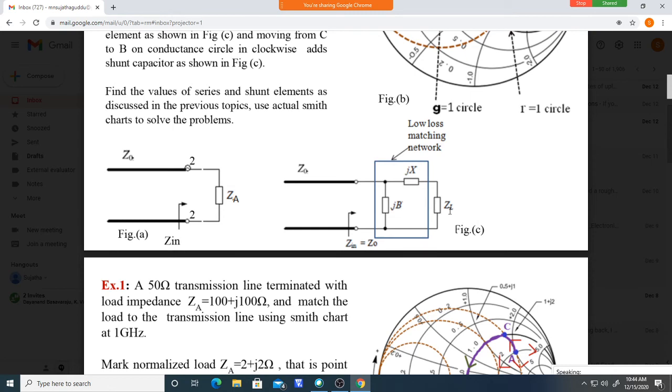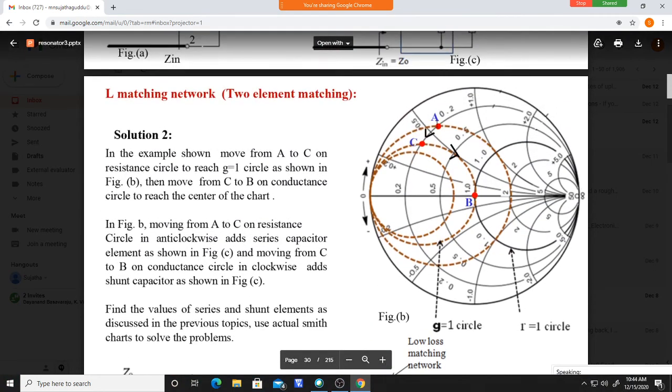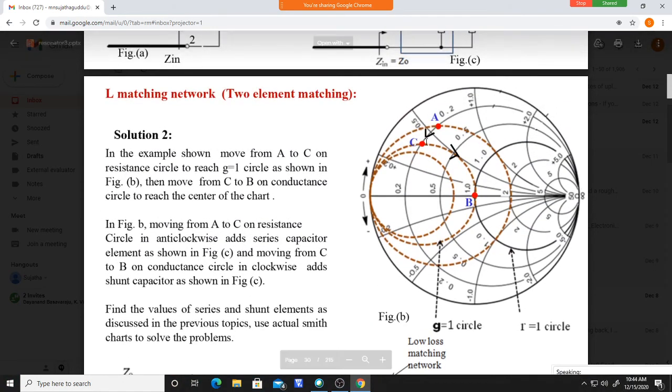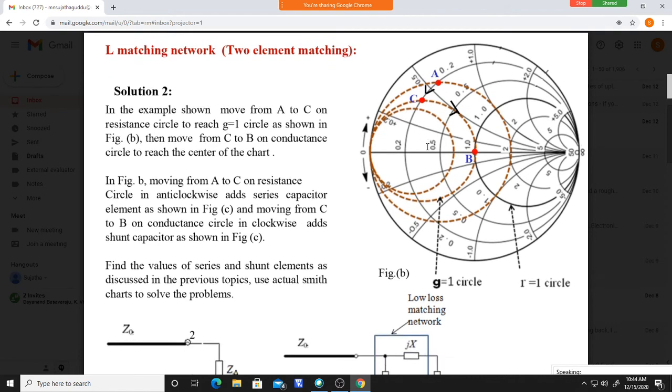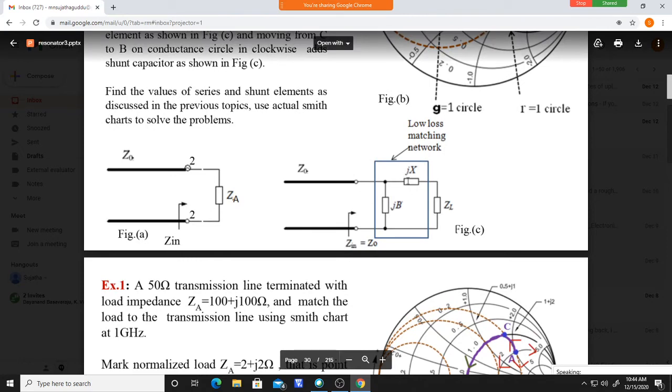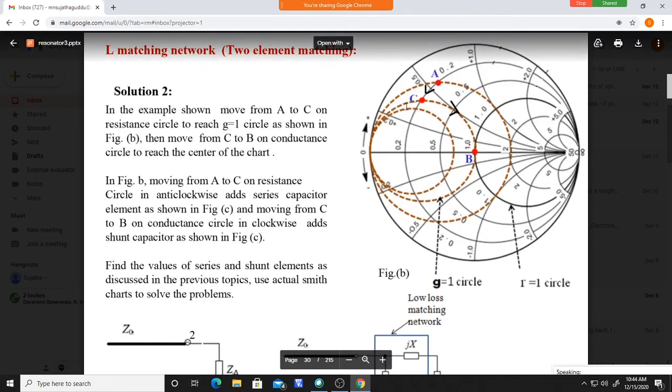First, this is a del. Okay, and moved on resistance circle in the anti-clockwise, sorry, capacitor in series. So this is capacitor in series added like this. On the resistance circle in the anti-clockwise direction adds capacitor in series.